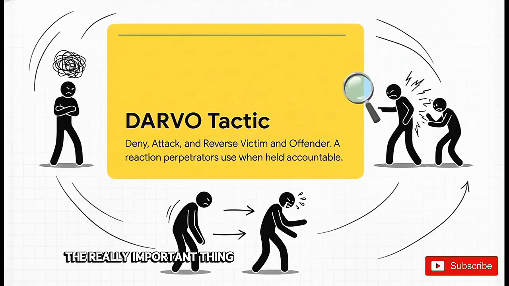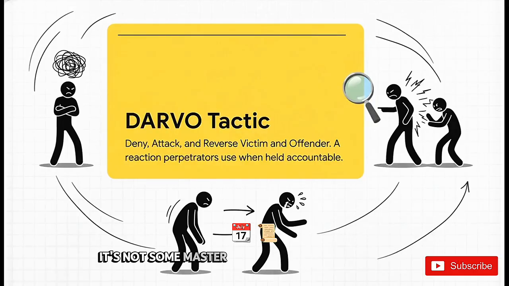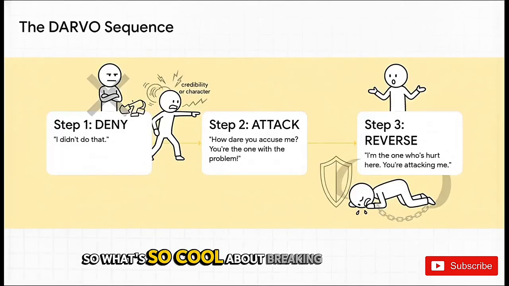Now, the really important thing to get here is that it's a reaction. It's this defensive reflex that kicks in when someone gets called out. It's not some master plan they've been cooking up. It's more like a desperate and, honestly, pretty destructive impulse. So what's so cool about breaking it down like this?